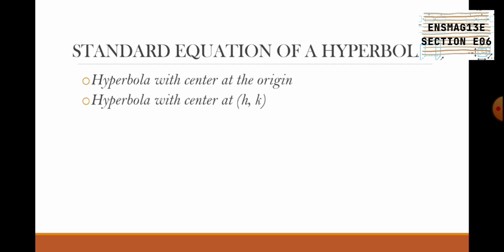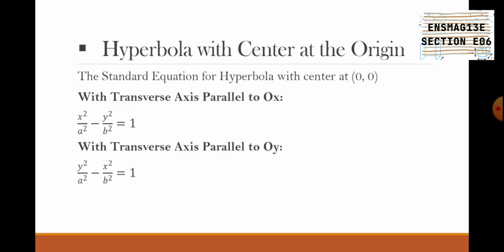Standard equation of a hyperbola. Hyperbola with center at the origin. Hyperbola with center at coordinates (h, k). The standard equation for a hyperbola with center at the origin, with transverse axis parallel to the x-axis, is x squared over a squared minus y squared over b squared is equal to 1. For a hyperbola with transverse axis parallel to OY, or your y-axis, it is y squared over a squared minus x squared over b squared.